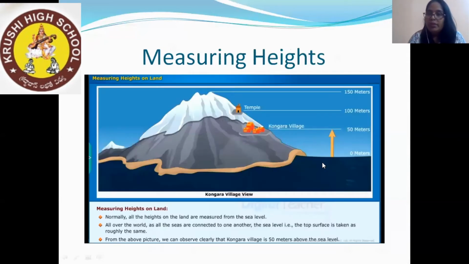Yes, so here you can see the height of a place. If you see the Kongara village here, the Kongara village is placed at 50 meters height. From where have they calculated? From 0 meter. So where exactly is the 0 meter calculated from? From the sea level. So from here you can see, right? Is that clear to you?